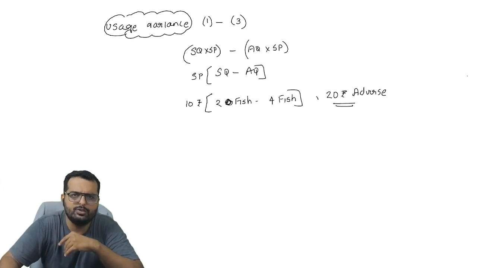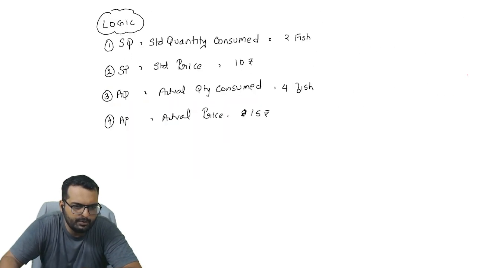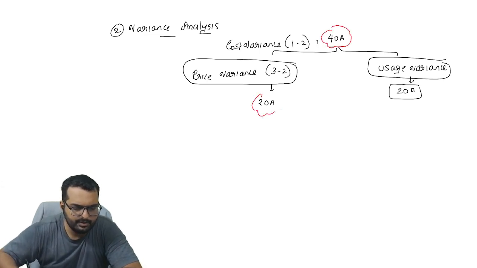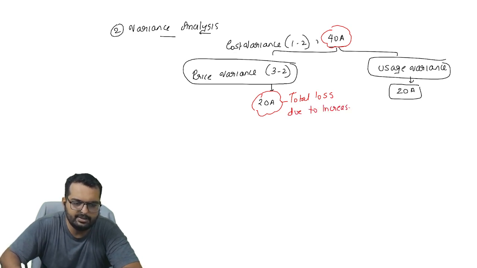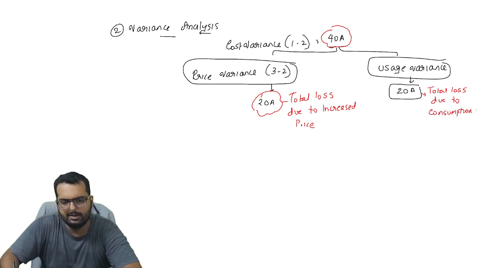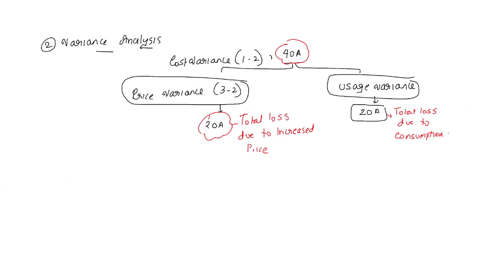But when you talk about usage, you should not take the price effect over there. That's what they're trying to say. And that is how, friends, if you look over here, I drew a chart. You get 40 here, 20 here, and 20 over here. 20 plus 20 will be equal to 40. So this is the total loss due to increased price. And this is the total loss due to consumption. Just update this part also, friends. Then we go to the next area.